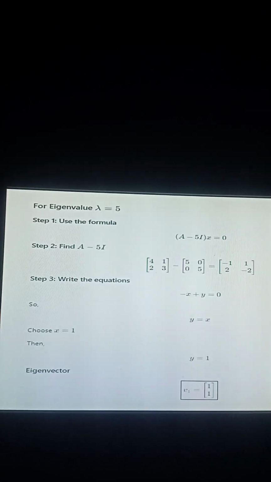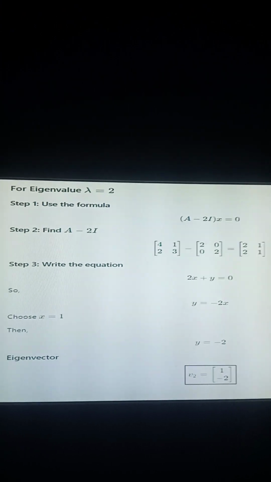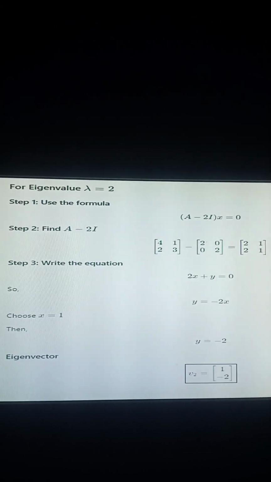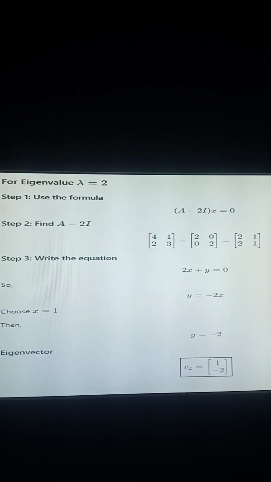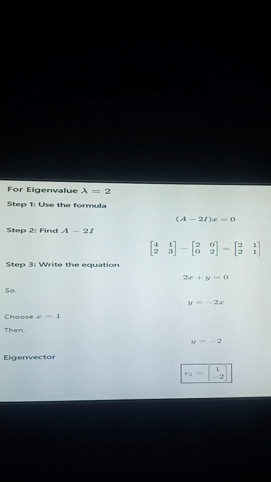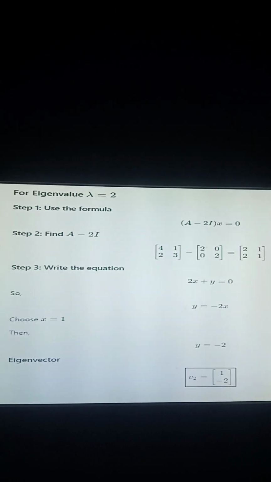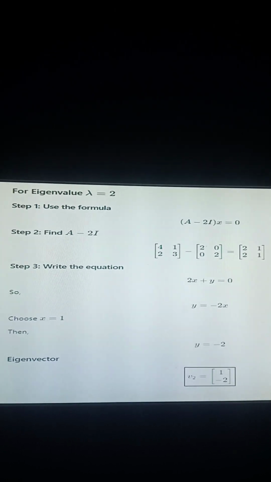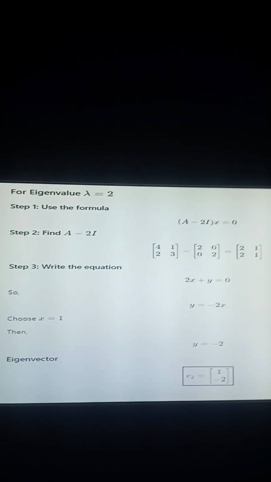So v1 is the column matrix 1 1. In the second case, same A minus, instead of 5 we will substitute 2. So 4 1 2 3 minus 2 0 0 2, and if you subtract you will get 2 1 2 1. The first row is 2 1, so 2x plus y, and if we take x equal to 1, then you will get y is equal to minus 2. So x is 1 and y is minus 2, and you will get v2 as the column matrix 1 minus 2.